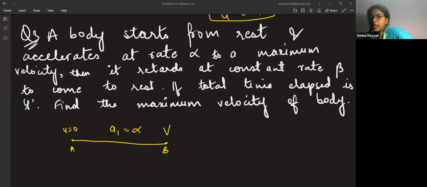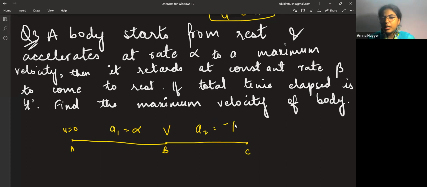So then it keeps on decreasing, and finally it can become 0. So when the velocity decreases, we call the acceleration deceleration or retardation, and you have a negative sign in the question. So that's why, when we are discussing this, let's say this is point C, acceleration, I'll put it as minus beta. It is given no plus beta. I'll put it as minus beta because negative acceleration would be to come to rest.